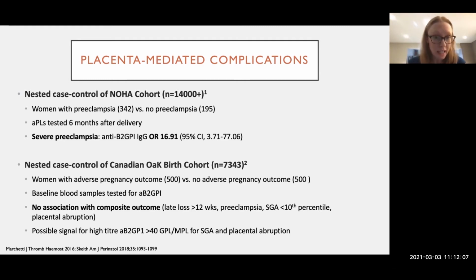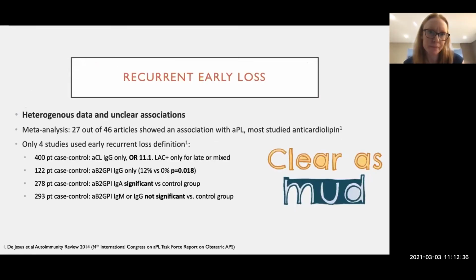We did a Canadian nested case control study and found that there was no association with a baseline blood sample of beta-2 glycoprotein in women with adverse pregnancy outcomes compared to no adverse pregnancy outcomes, although maybe a signal for high titer, these kind of smaller subgroups of unknown significance. So even within similar study designs and in different groups, we're getting different answers.